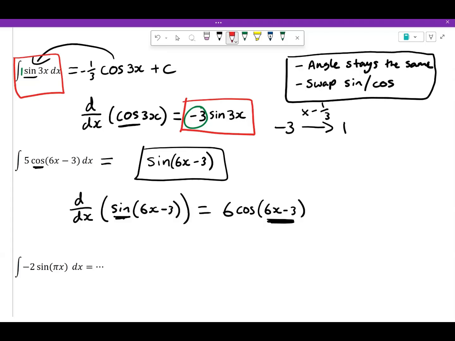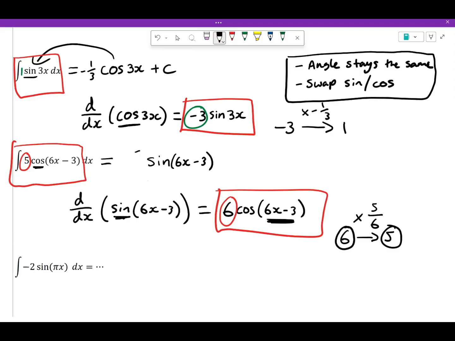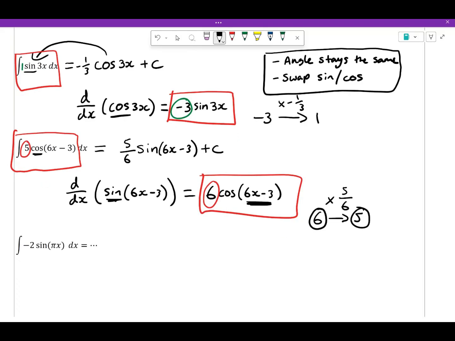Now we compare. So if we look at what we've got here and compare it to our initial question, well, we got 6 here. We got 5 over here. So how do I get from 6 to 5? Well, I'd have to multiply by our destination 5 divided by our start point 6. So in front of my possible answer, I'm going to put 5 over 6 to multiply by it, and then plus c like that.